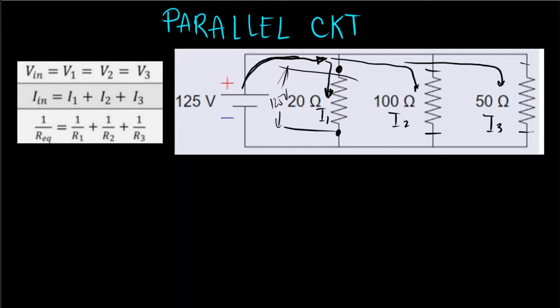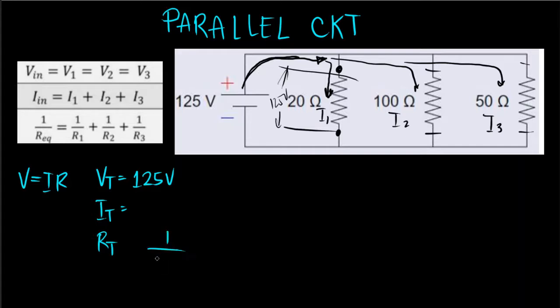Remember, if there are more components here, then you just keep adding terms, like plus 1 over R4. As usual, we are going to solve first the total values. So, going back to our most important Ohm's law, V equals IR. We have here the given, which is VT, 125 volts. IT, we don't know yet. RT, we also don't know yet. But we can certainly solve for it. So, RT we can solve by this formula right here.